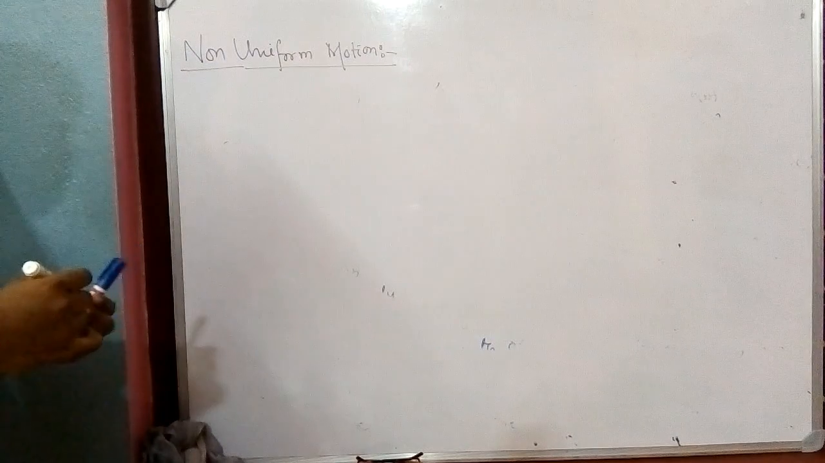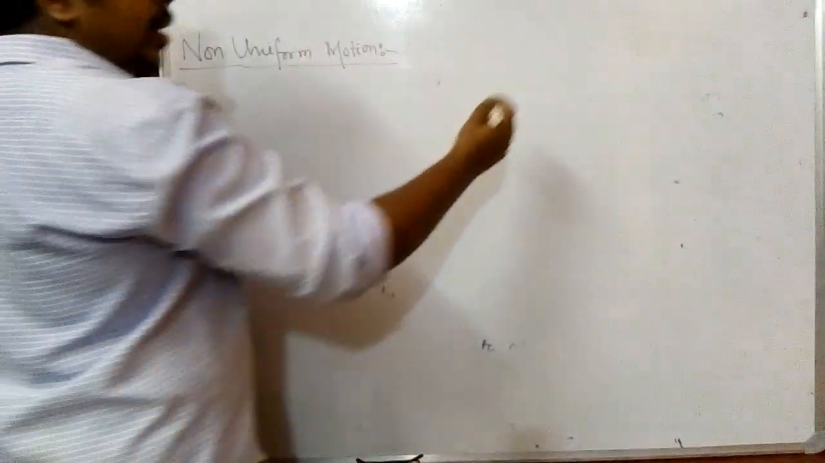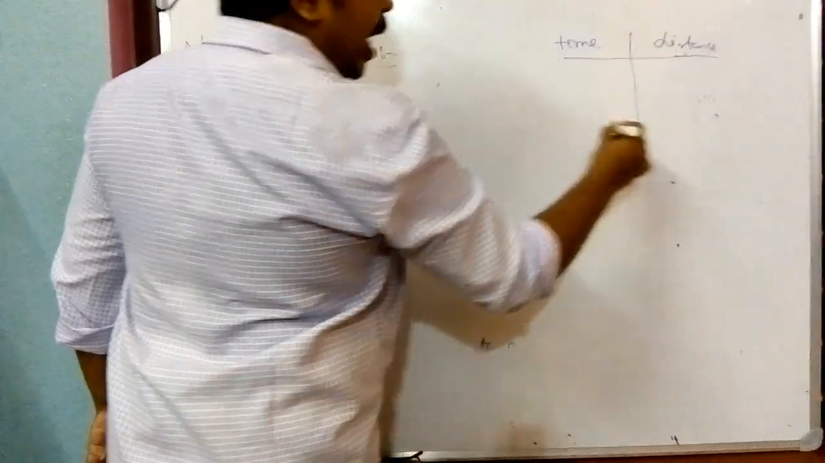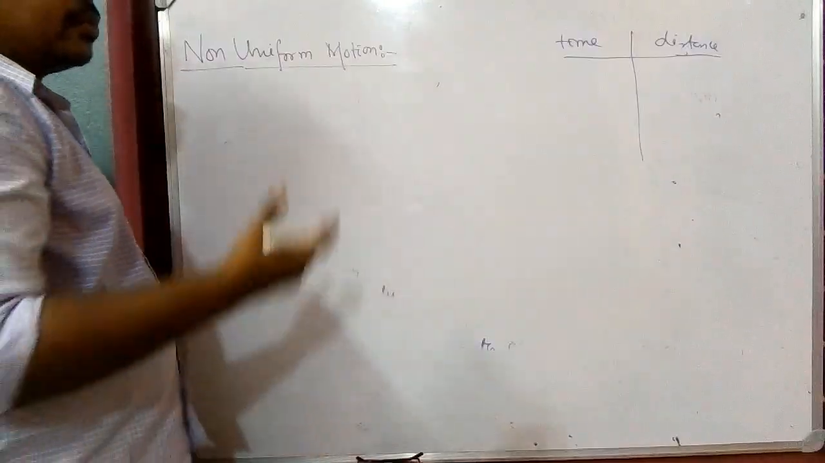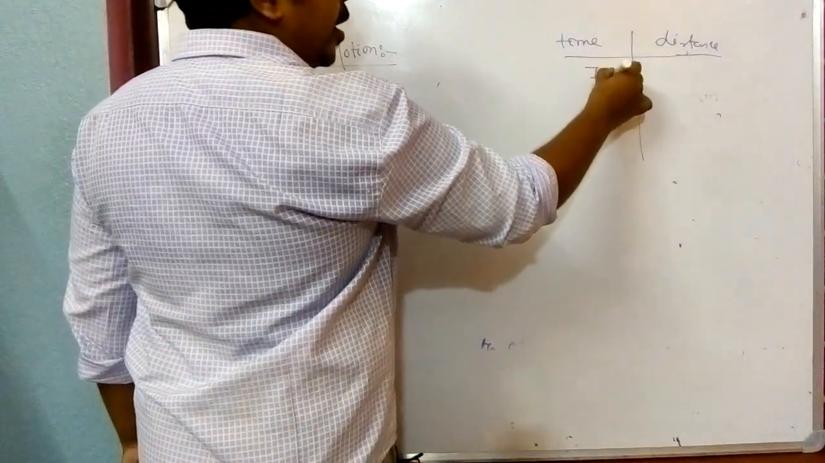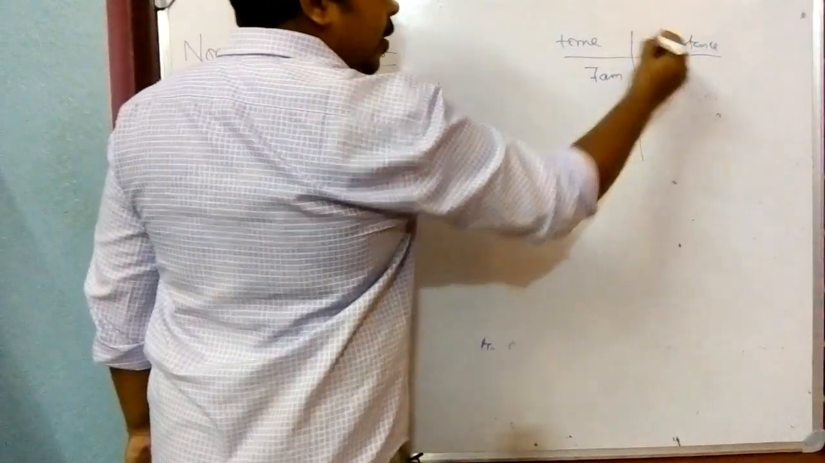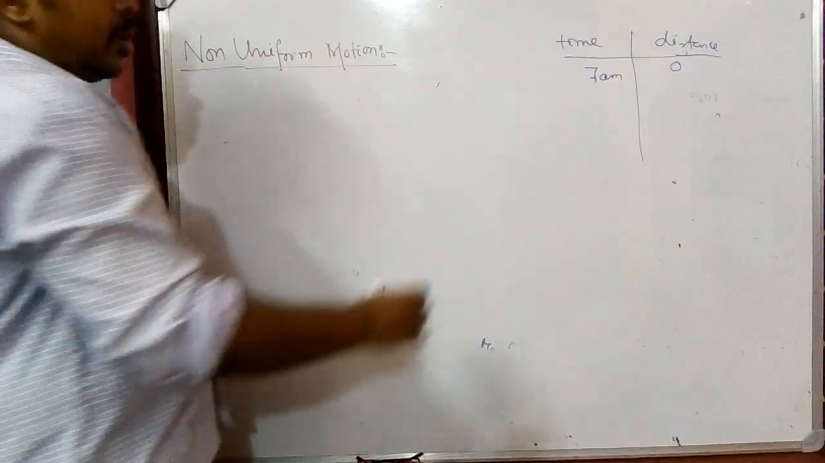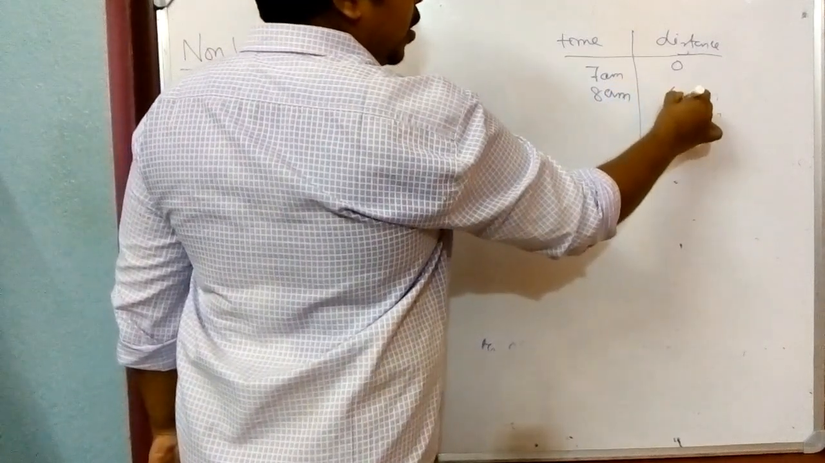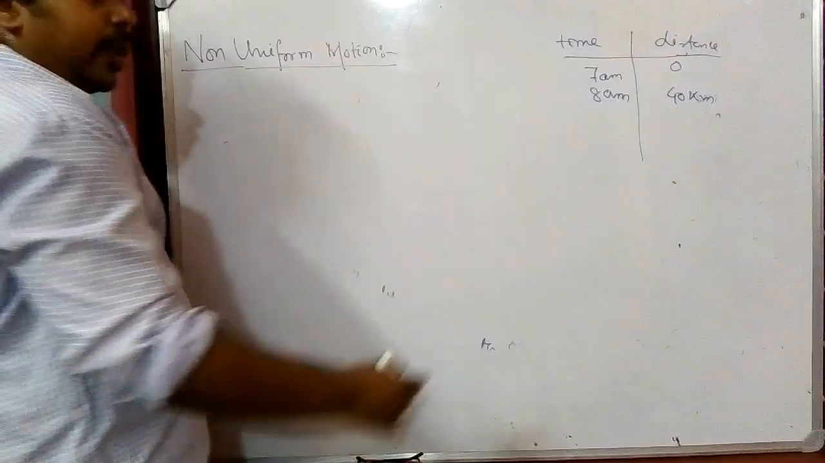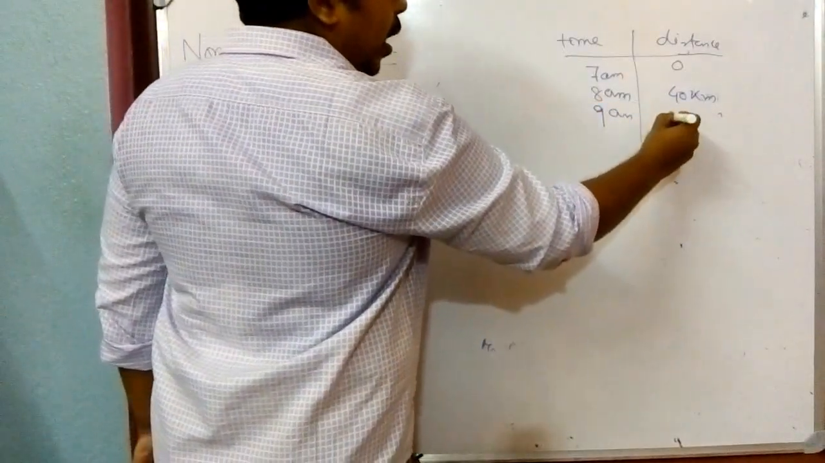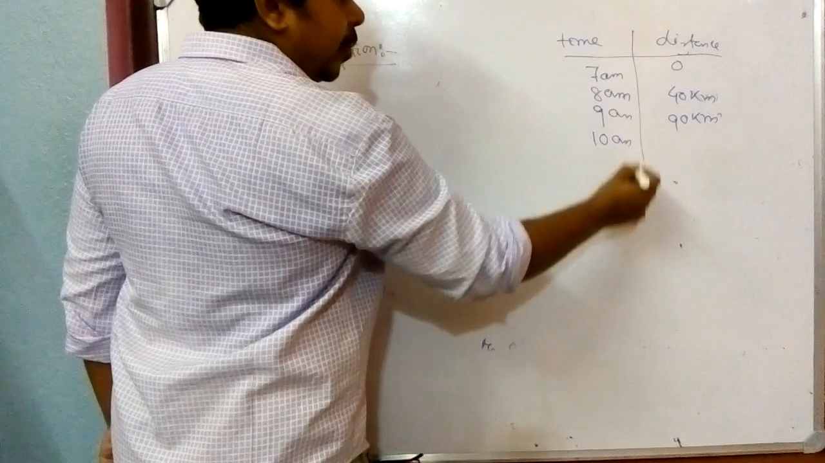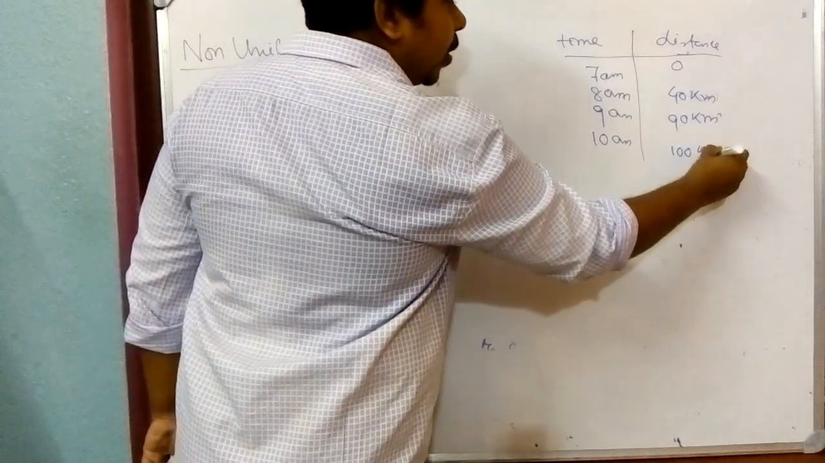Before giving the definition, again I have given the data, time and distance. Again, assume on another day, you woke up at 6 o'clock in the morning and you started a journey at 7 a.m. When you started, your covered distance is 0, because till now the car or the bike has not covered any distance. You are just starting. So at 8 a.m., like previously, it covers 40 kilometers. But when you look at your watch at 9 a.m., your covered distance will be 90 kilometers. And when you look at it at 10 a.m., your covered distance is 100 kilometers.